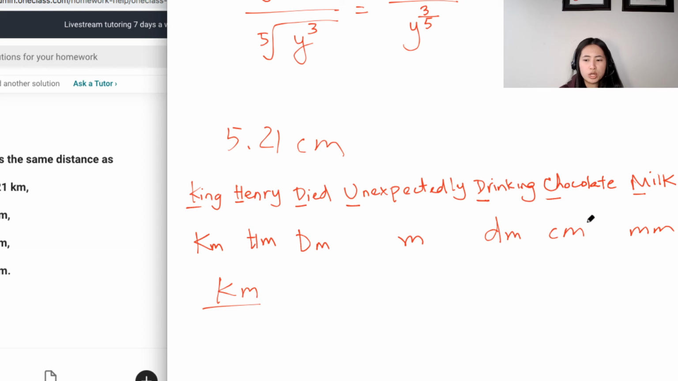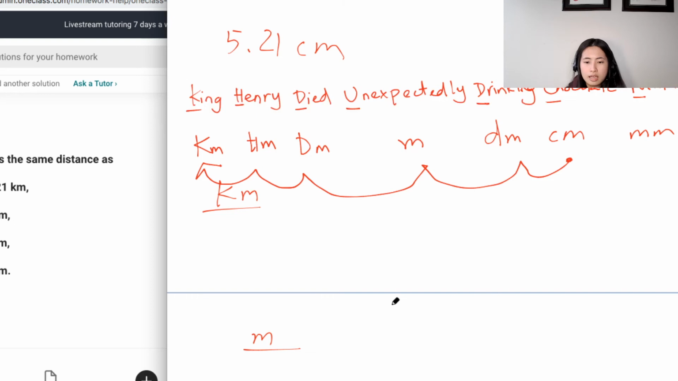So what does it mean when we're trying to move to the left, right? Our unit becomes larger. So now it's kilometers. Therefore, our number must become smaller. So if you have 5.21 centimeters, because you need to move from this point to this point, so 1, 2, then you have 3, 4, 5, right? So you need to move your decimal point 5 times to the left. And why is it to the left? Because you're starting from centimeters, which is a smaller unit, right? So in that case, it's 5.21. So 1, 2, 3, 4, 5.